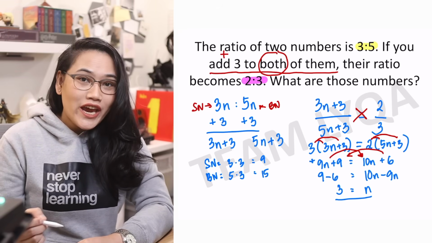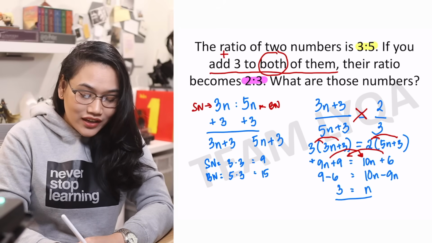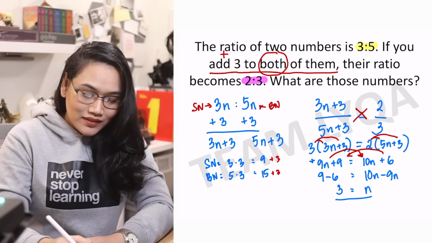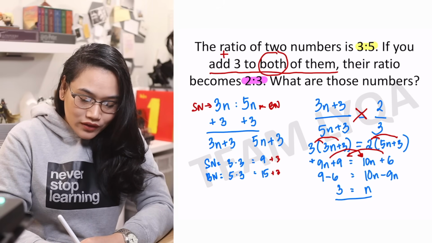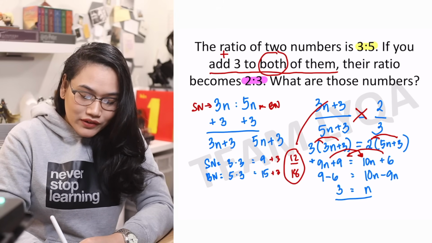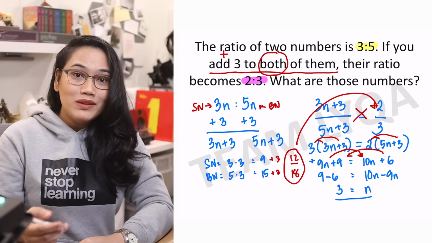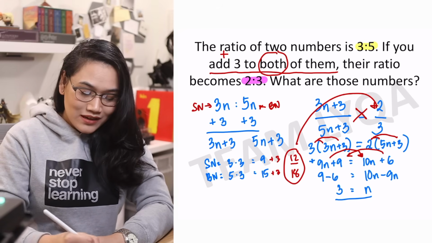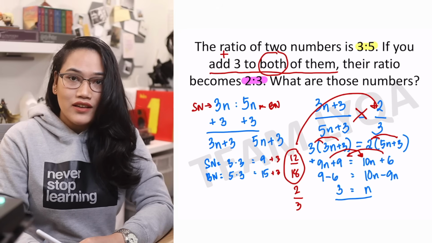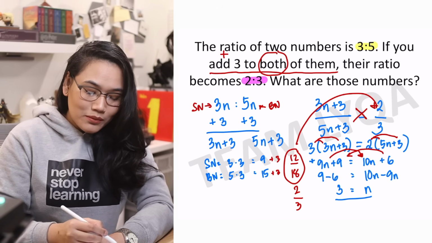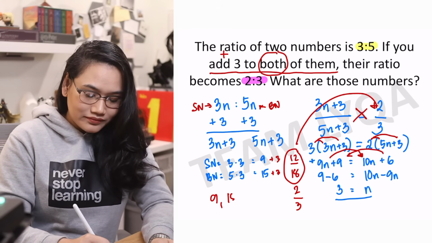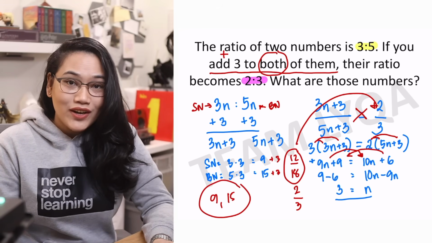Now, kung gusto mo siya i-check, pwede natin siya i-check by adding 3 sa kanila pareho, which is yung ginawa natin dun sa problem, di ba? At ang kalalabasan will be 12 over 18. Now, ang 12 over 18 ba ay equivalent sa 2:3? The answer would be yes. Kasi if you divide 12 by 6, magiging 2 siya. If you divide 18 by 6, this will be 3. So, ibig sabihin nun, what are those numbers? The numbers are 9 and 15. Ayan. Yun yung ating sagot.